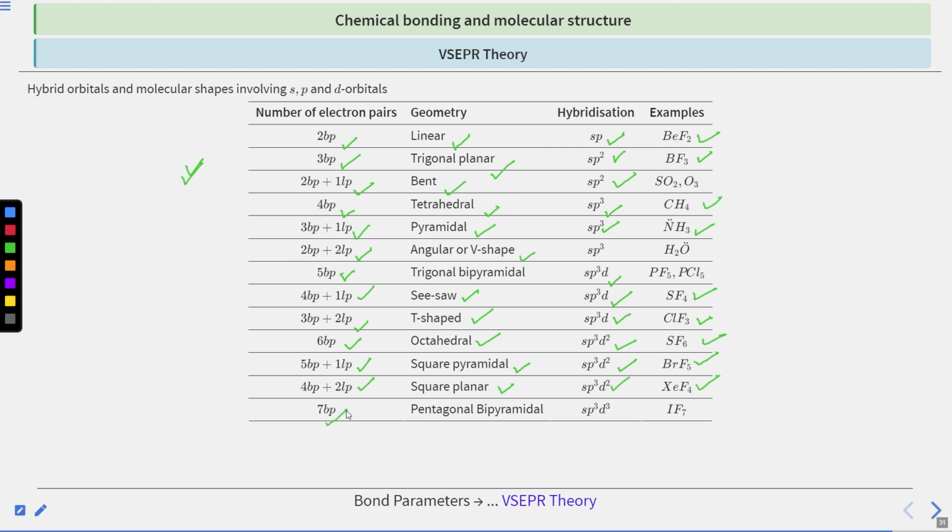Last, 7 bond pairs: pentagonal bipyramidal is the geometry associated with it, and sp3d3 is the hybridization, and IF7 is the example. So this is the table where the hybrid orbitals and the molecular shapes involving s, p, and d orbitals are given in order.